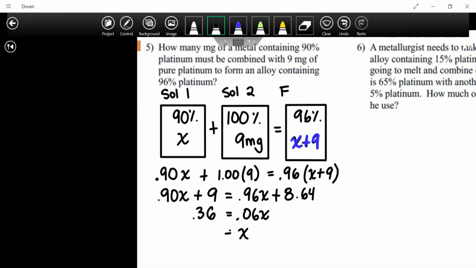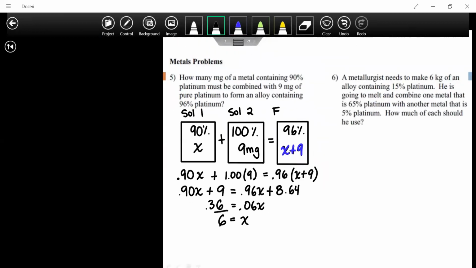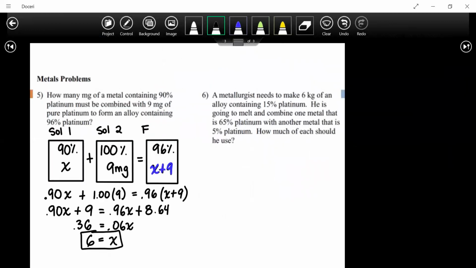X is going to be equal to 0.36, I think it's going to give us 6. So in this case, we need to have 6 milligrams containing the first solution. Calling out our variables, we've got to be able to see it that way. In this case, we would have 6 milligrams of our first solution at 90% needs to be added with 100% platinum in order for us to get that.